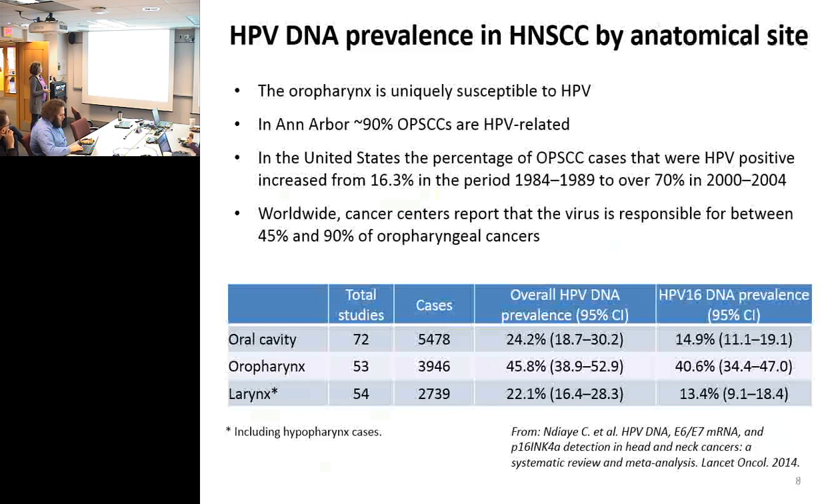The oropharynx is uniquely susceptible to human papillomavirus. Now in Ann Arbor, about 90% of oropharyngeal squamous cell carcinomas are HPV related. In the United States and developed countries, HPV-related oropharyngeal cancer is growing. For example, from the 1980s of the last century, it has grown significantly to over 70% in our days. And worldwide, cancer centers report that the virus is responsible for between 45 and 90% of oropharyngeal cancers.